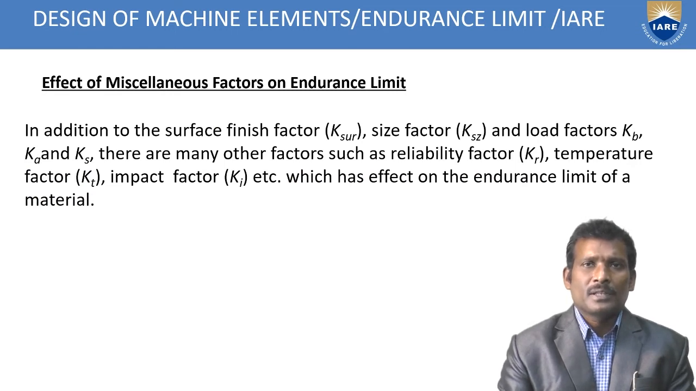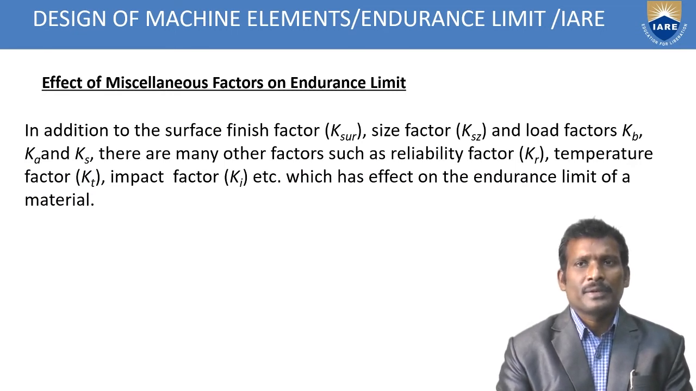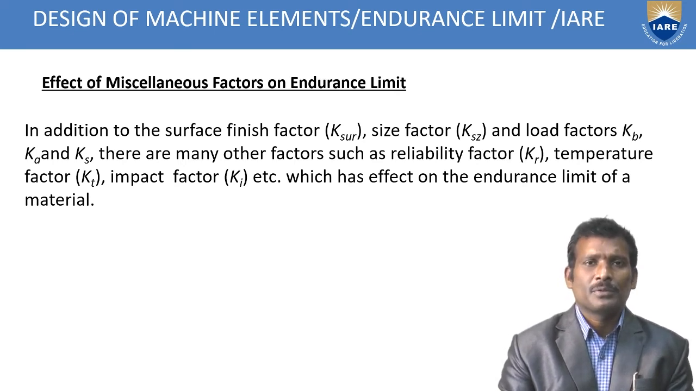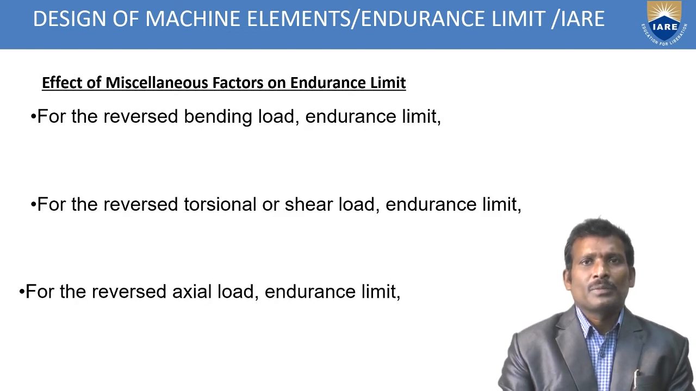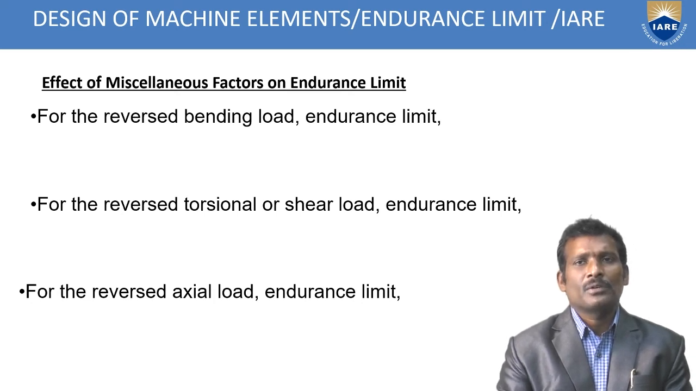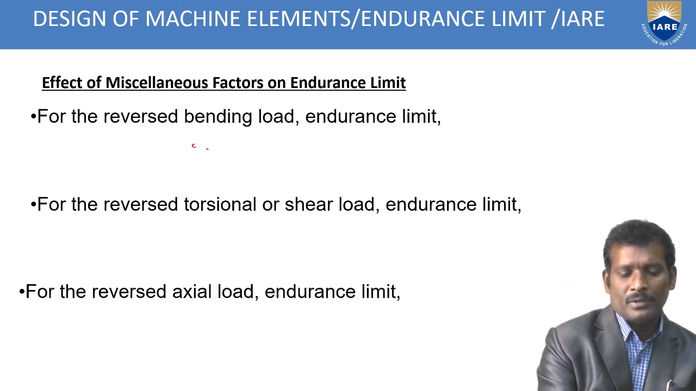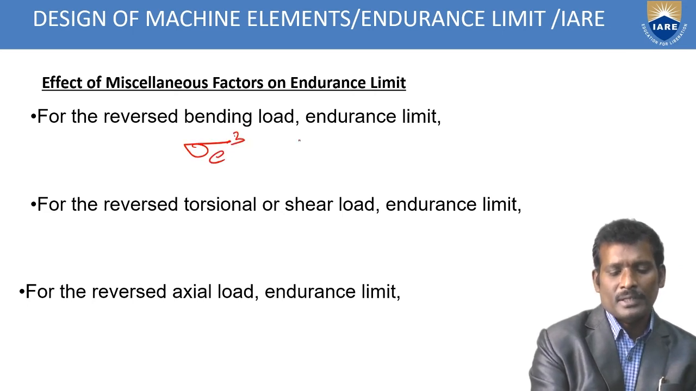There are also some miscellaneous factors in addition to the surface finish factor, size factor and load factors. There are many other factors such as reliability factor, temperature factor, and impact factor, which have an effect on the endurance limit of a material. Sometimes if you don't know the temperature factor value or impact factor value, you can take the unit value. Now the effect of miscellaneous factors on endurance limit for the reversed bending load: the miscellaneous factor sigma E3, you can say like this.